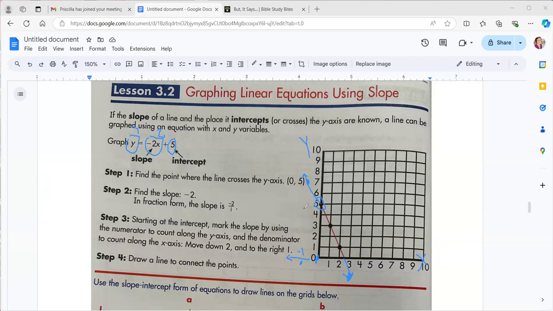Now I don't have to do all the math of plugging numbers in. I can just look at my line and see. Once you have a graph, it's like your answer key. It's your cheat sheet. Now you know all the answers.